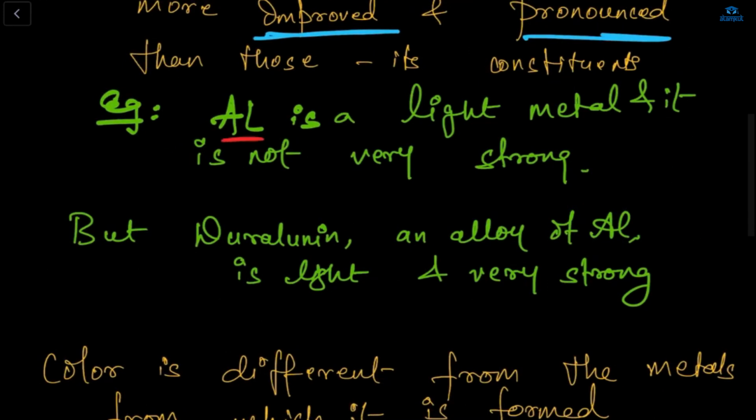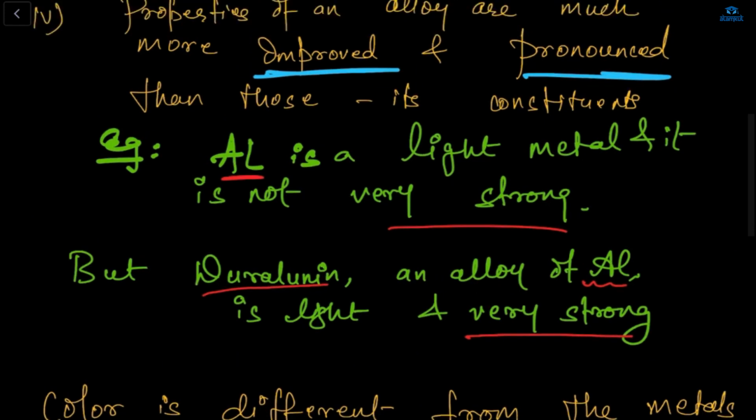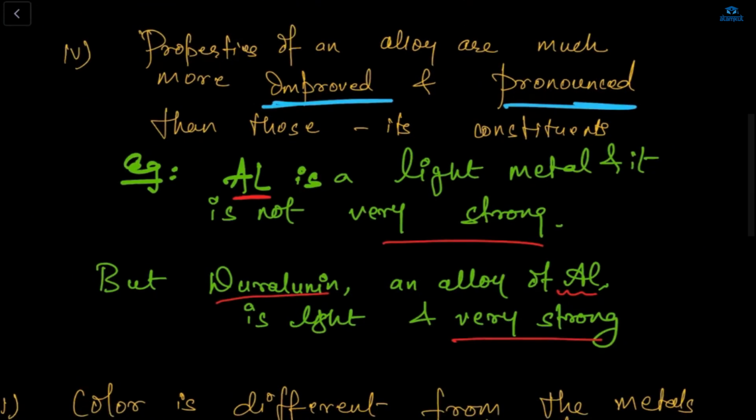Let's take aluminium metal. So aluminium is a light metal and it is not very strong. Aluminium is very light metal, it is not that much strong. But your duralumin, which is an alloy of aluminium, that is light but it's very strong. Why is it very strong? Because it contained the property of your alloy. So if any metal is containing the property of alloy, that will be very strong and having more improved and pronounced property.